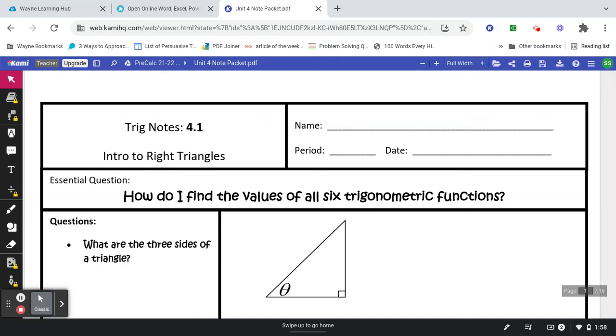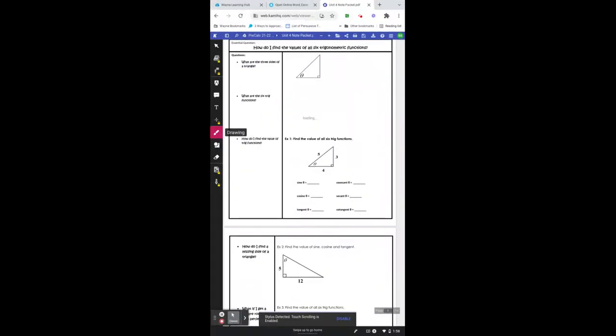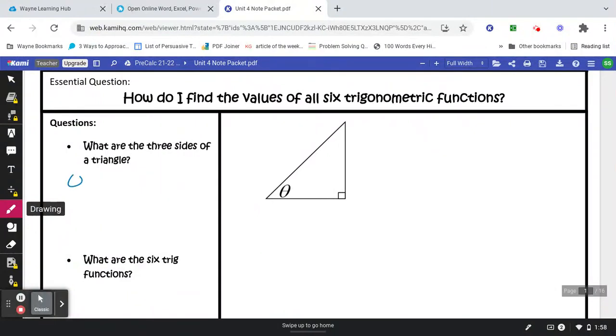These are the 4.1 notes for trig. We're talking today about right triangles and how to find the value of all 6 trig functions. So there are 3 sides of a right triangle. The first is called the opposite. The second is the adjacent. And the third is the hypotenuse.